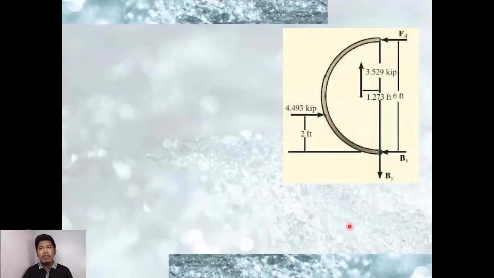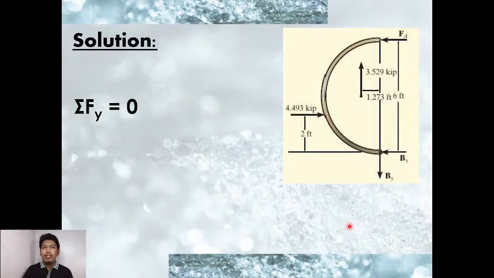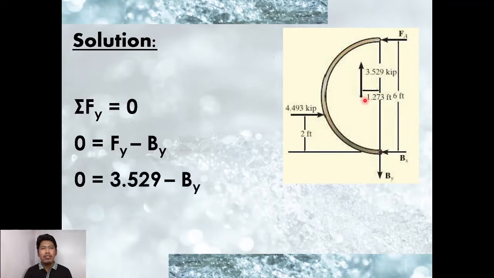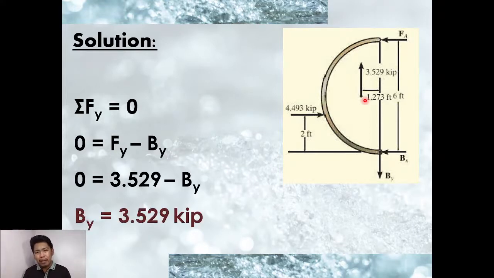To compute, let us first sum the forces along the Y direction, since we can compute B sub Y right away. So 0 equals sum of Fy, upward positive, downward negative. So 0 equals 3.529 minus B sub Y. Therefore, B sub Y is 3.529 kip. That is our answer for the component force at point B.